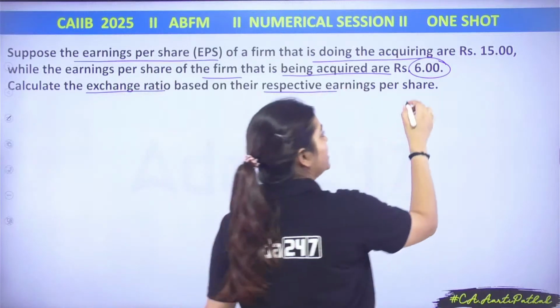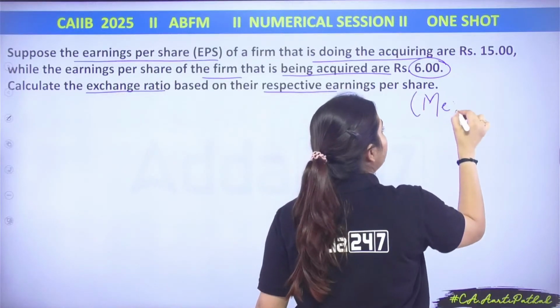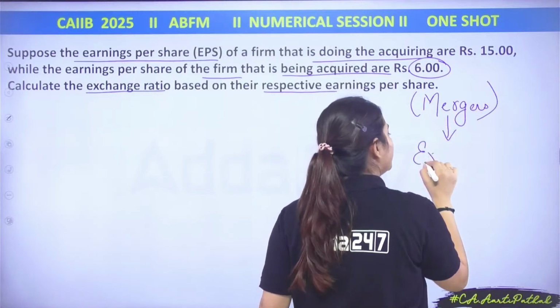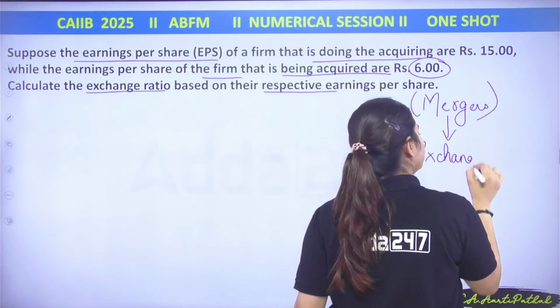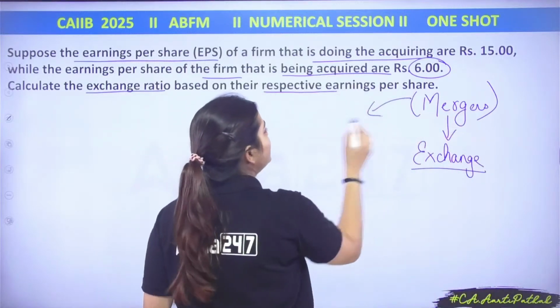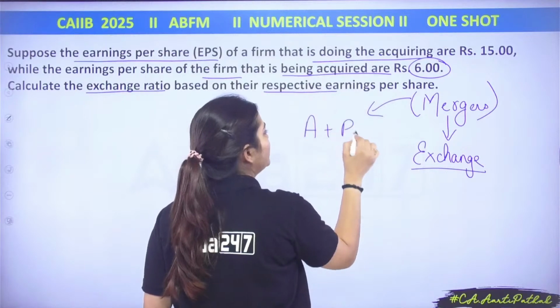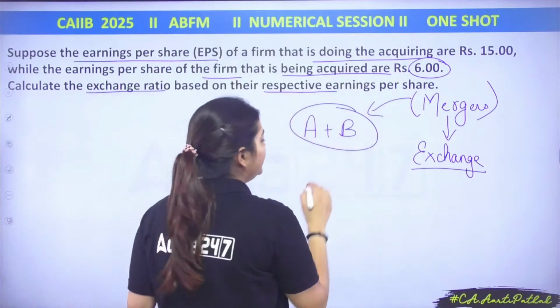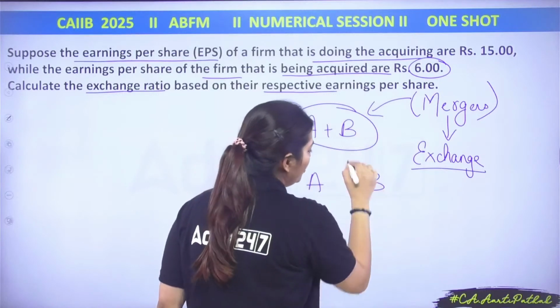Now, this question is from your merger unit. In your mergers, you have one topic known as exchange ratio. Now, what do you understand with the term merger? Merger means here when two companies, they are coming together. Okay, when two companies, they are coming together. Means earlier, they both were separated.